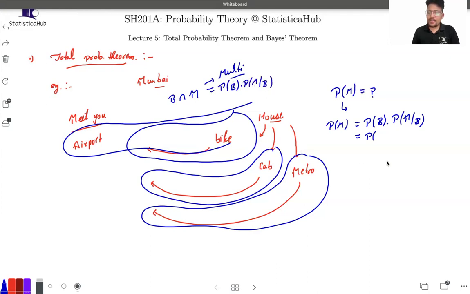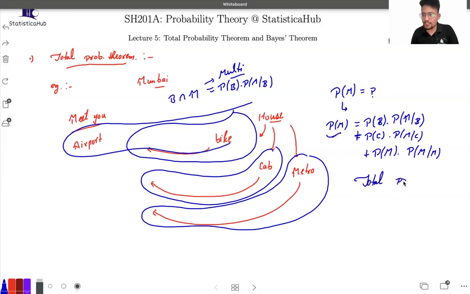Moving ahead, in this setup we have the probability of B times the probability of M given bike, plus the probability that you are coming by cab and then meeting me. The third case can be the probability of getting into the metro and the probability of meeting me, given that you are coming from the metro. That's how the final probability comes out, the probability of meeting me up. And this is the concept of the total probability theorem.